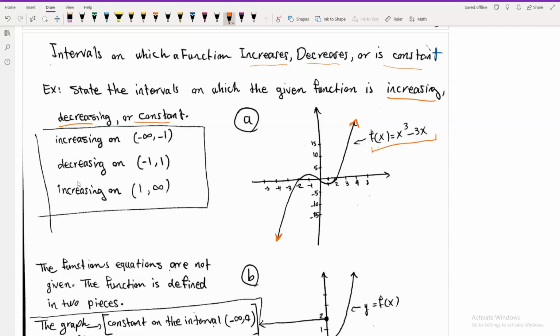Now this graph is increasing on this part. Again, we have to move from left to right. So increasing on this part from negative infinity to negative 1, this point, and starting from this point, moving to the right, this part is decreasing. So increasing from negative infinity to negative 1, decreasing from negative 1 to positive 1, and again increasing from this point, which is positive 1, to positive infinity.